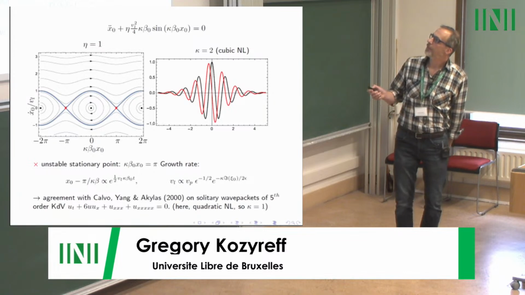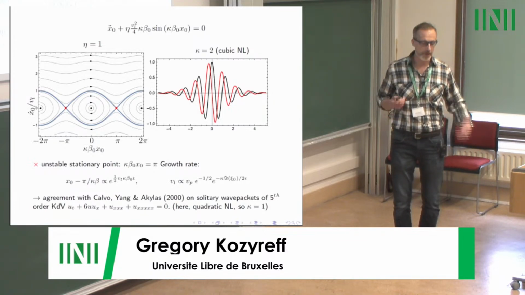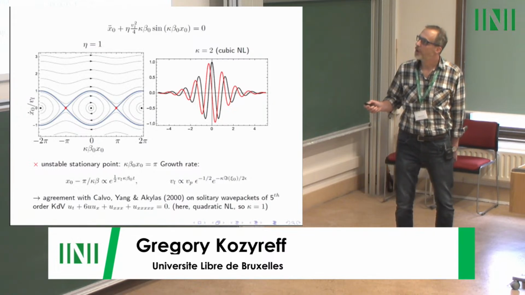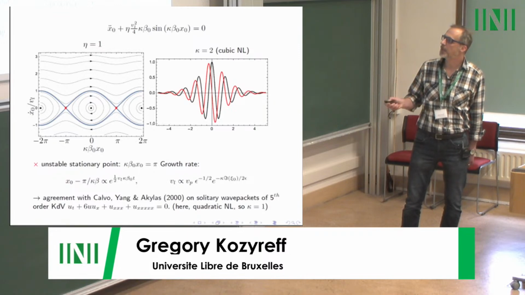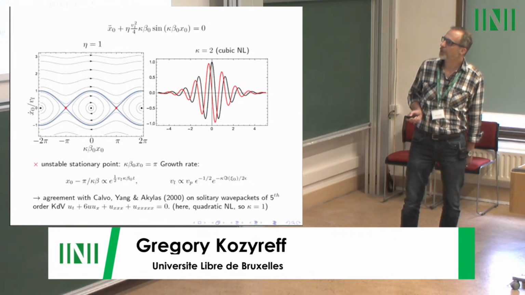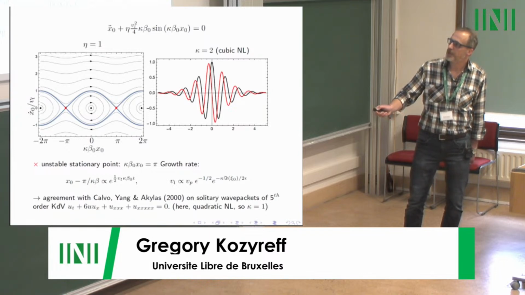And moreover, for the unstable one, you can find the growth rate of the instability as you go along the separatrix. It's very easy to do by linearizing this, and the growth rate is basically given by this exponential here. So it's an exponentially small growth rate.